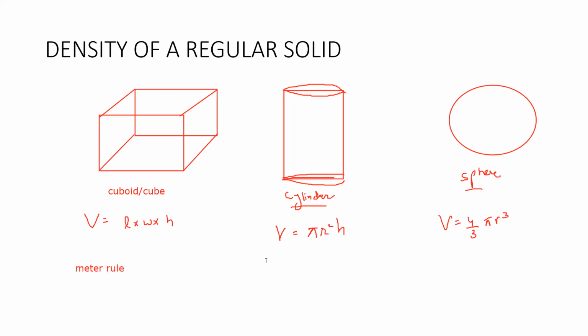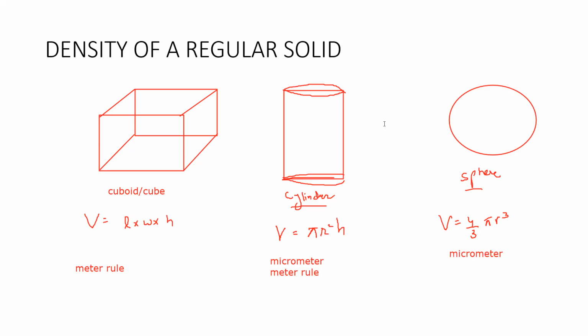Here, because I have to measure a radius and height, I need a micrometer and the meter rule to measure the height. And here normally, because it's a sphere, a small object, we first measure the diameter and then calculate the radius, which is half of the diameter. So we'll need a micrometer.